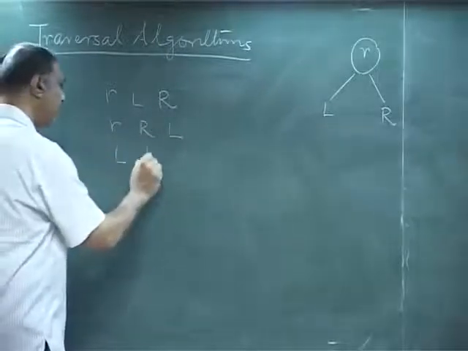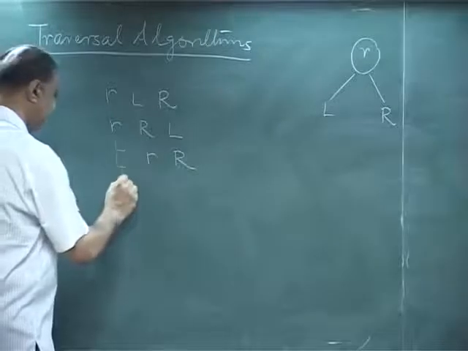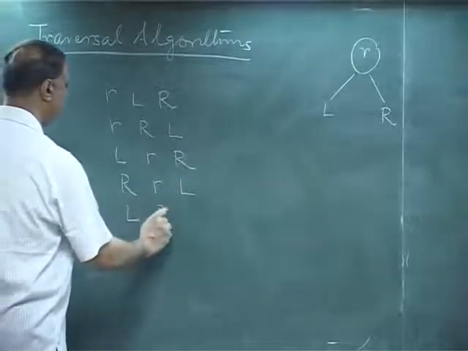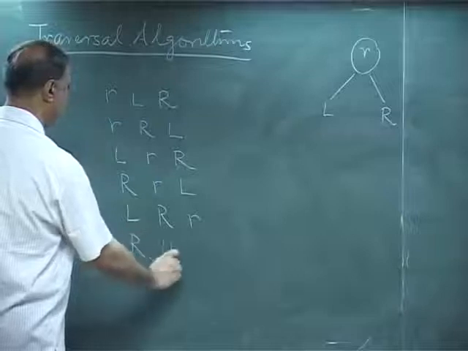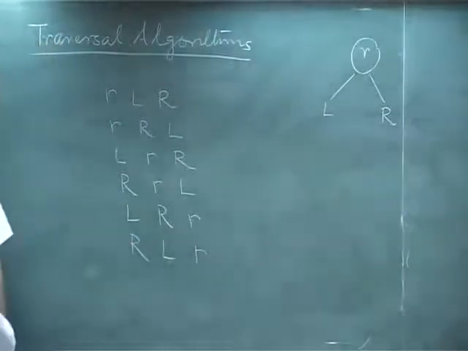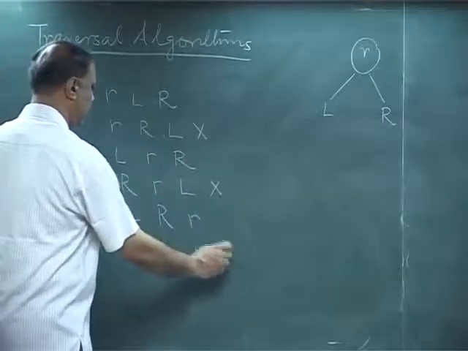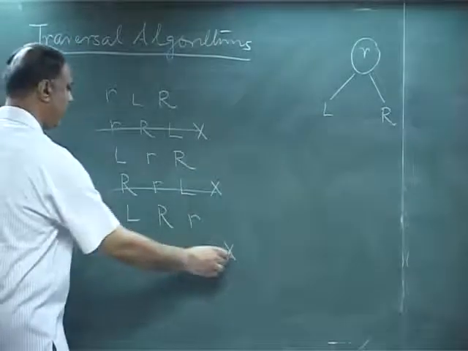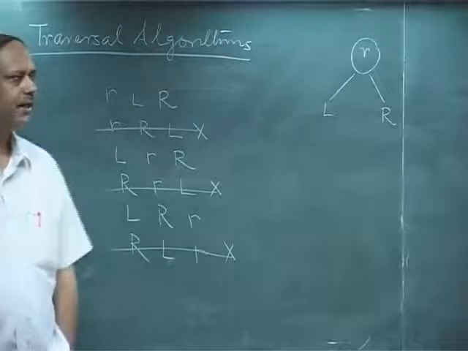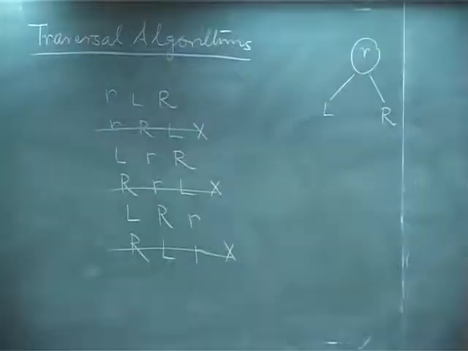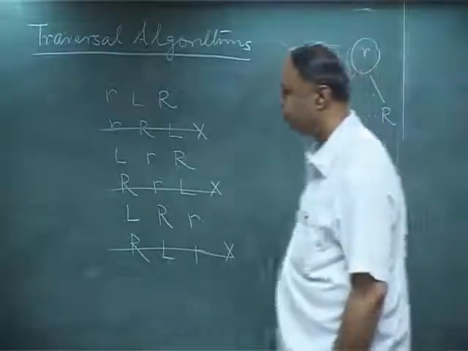Another one could be left subtree, root, right subtree. Another one could be right subtree, root, left subtree. Others are left subtree, right subtree, root, or right subtree, left subtree, root. These are the six possible ways you can traverse your binary tree. Now, some of these are basically mirrors of the others, so generally we do not consider them. So basically, we have three ways to traverse a binary tree: root, left subtree, right subtree; left subtree, root, right subtree; and left subtree, right subtree, root.